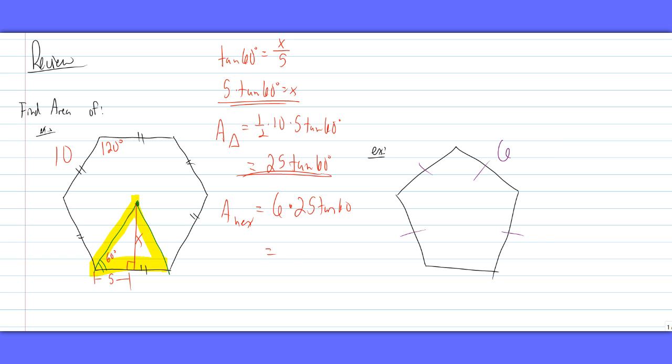And now if you multiply all of that together, you get an approximate answer of 259.81 units squared. Going back a step, 6 times 25 is 150. So a good exact answer would have been this. And then here is our approximate answer.